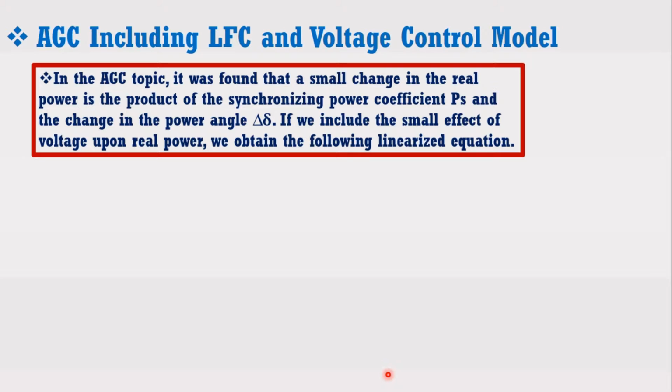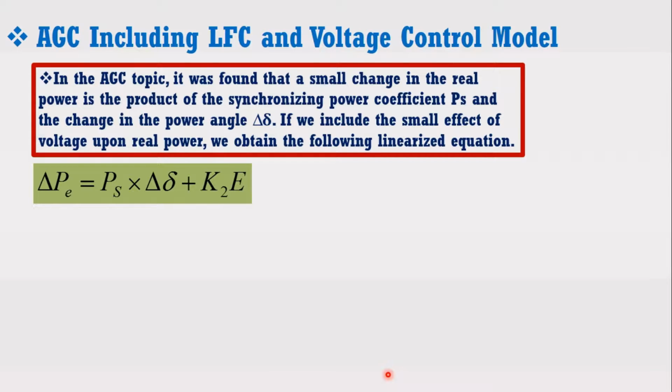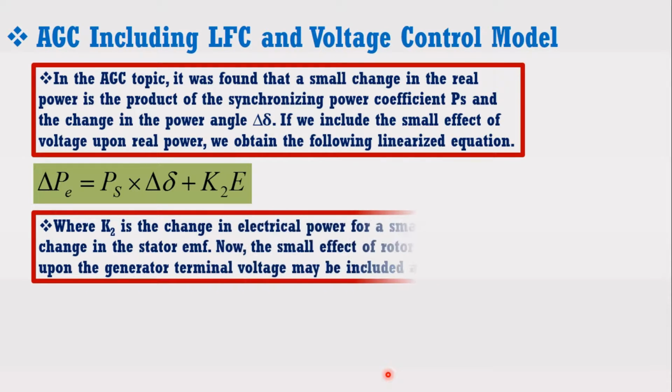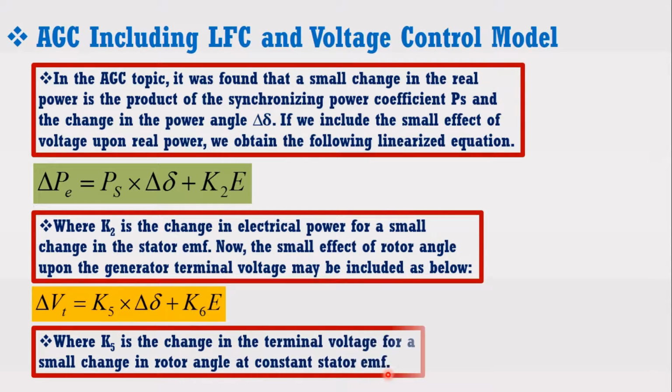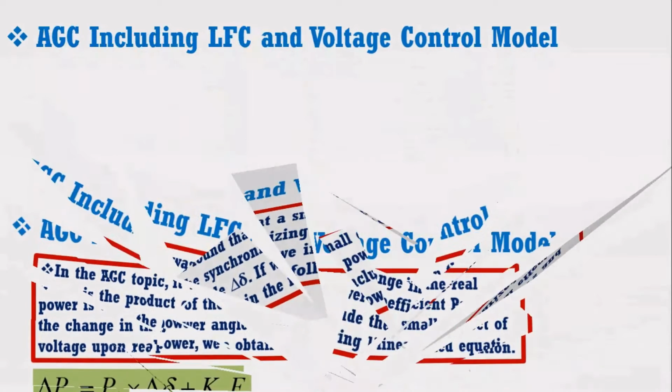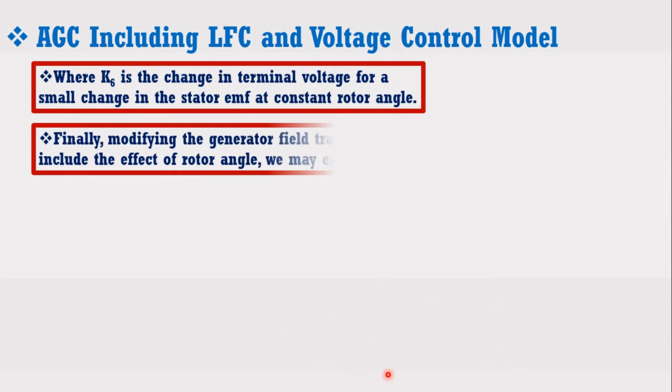If we include the small effect of voltage upon real power, we may obtain the following linearized equation. It may be noticed from the above equation that change in active power now includes the effect of both power angle and the voltage. Similarly, the small effect of rotor angle upon the generator terminal voltage may be included as below.